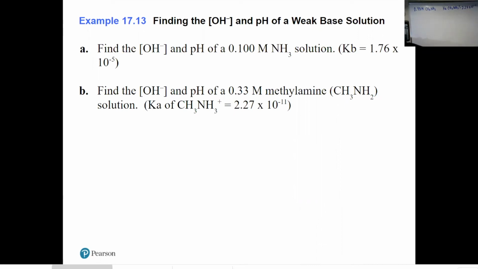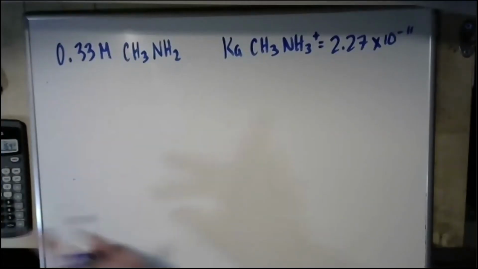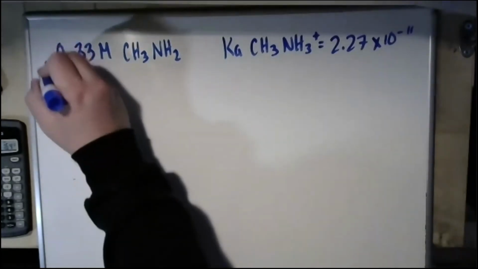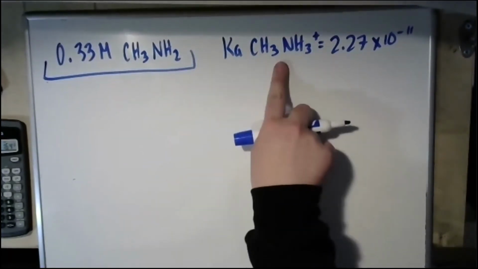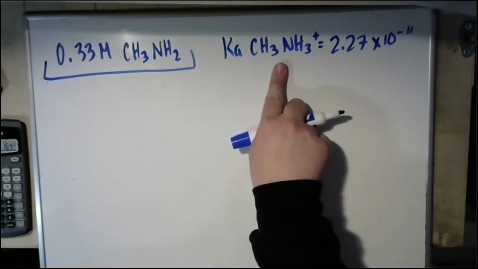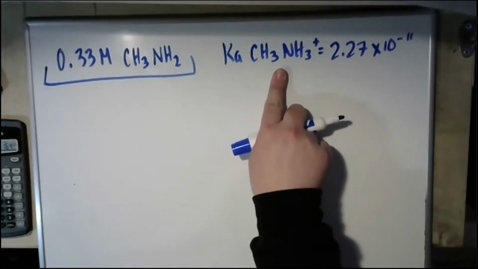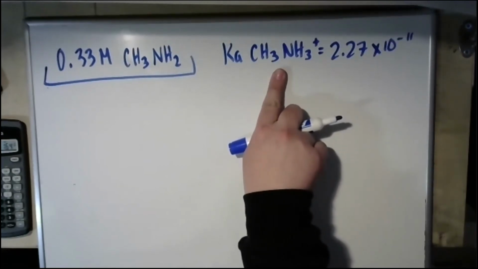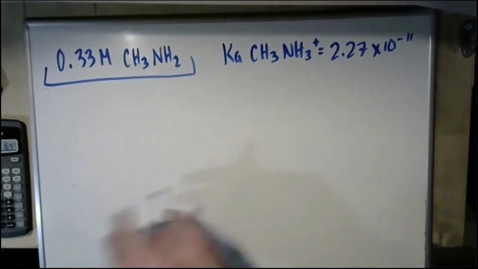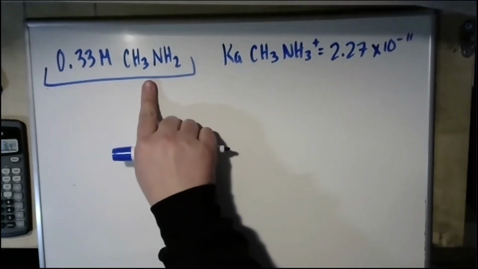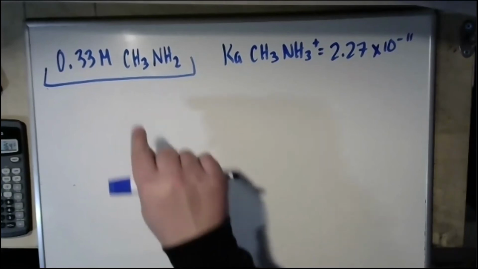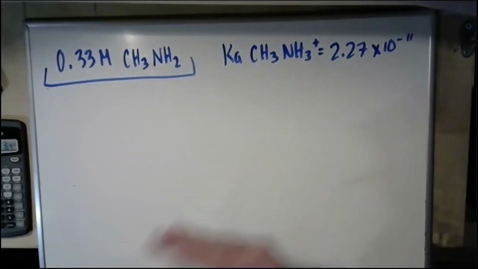Okay. So right away, we're working with a base here. We're given the Ka value of its conjugate acid. So the first thing I'm going to do is the same thing that we've always been doing, just so we don't confuse ourselves. Let's write out a reaction for this with water, and then maybe our next step will make sense to us.